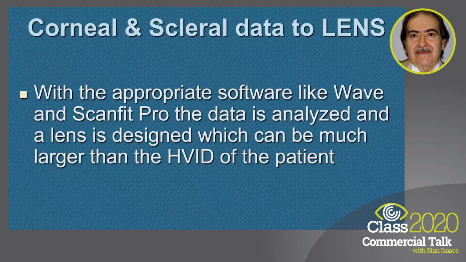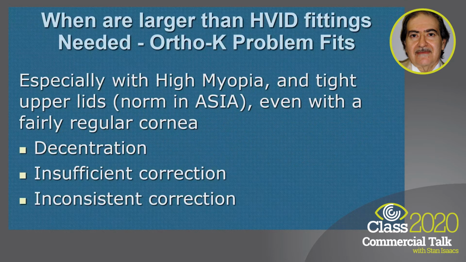So with this appropriate software, the data is analyzed, the lens is designed, and it can be any size you want, and usually larger than the HVID of the patient, especially with scleral lenses. Why do you need lenses that actually fit on the sclera instead of just fitting on the cornea?